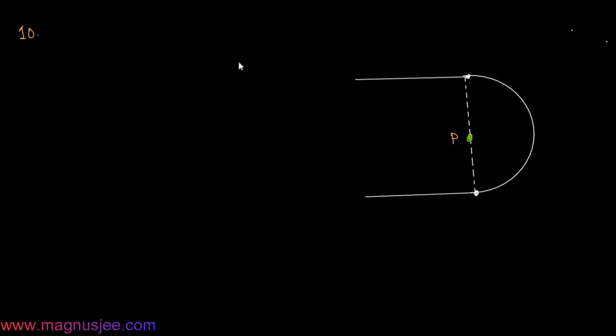P is the center of this semicircular wire, and D is the diameter of the semicircular wire, and a current I flows in this direction. An electric current I flows in this direction. Here O is the center of the semicircular wire, not P. O is the center of the semicircular wire. An electric current flows anti-clockwise through the semicircular wire.